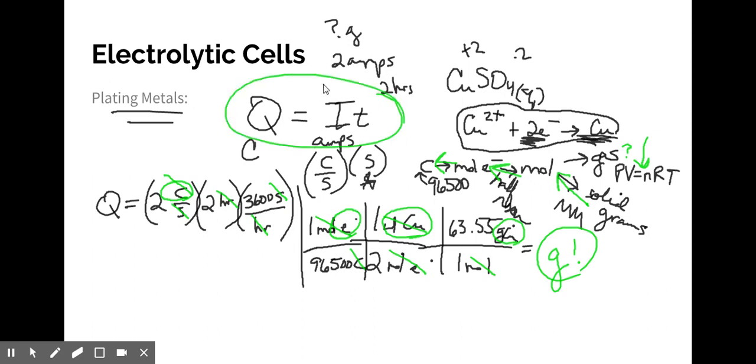So this is if you were trying to find current or if you were trying to find time. They would give you one of these 2 values, something like this. And so I would solve for coulombs, plug that in, plug in the other information that they give me to solve for the unknown. So this is a huge part of electrolytic cells, so make sure you know how to do it properly.